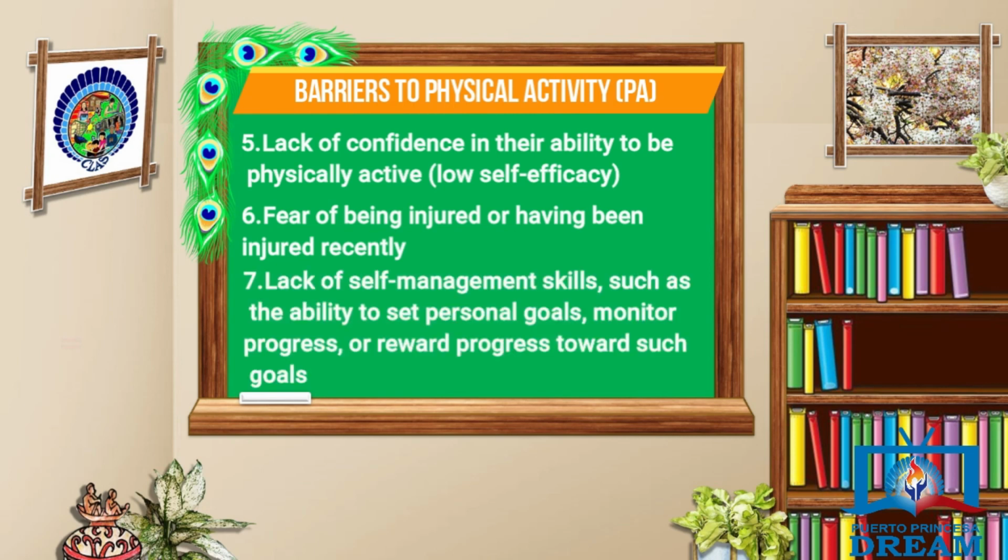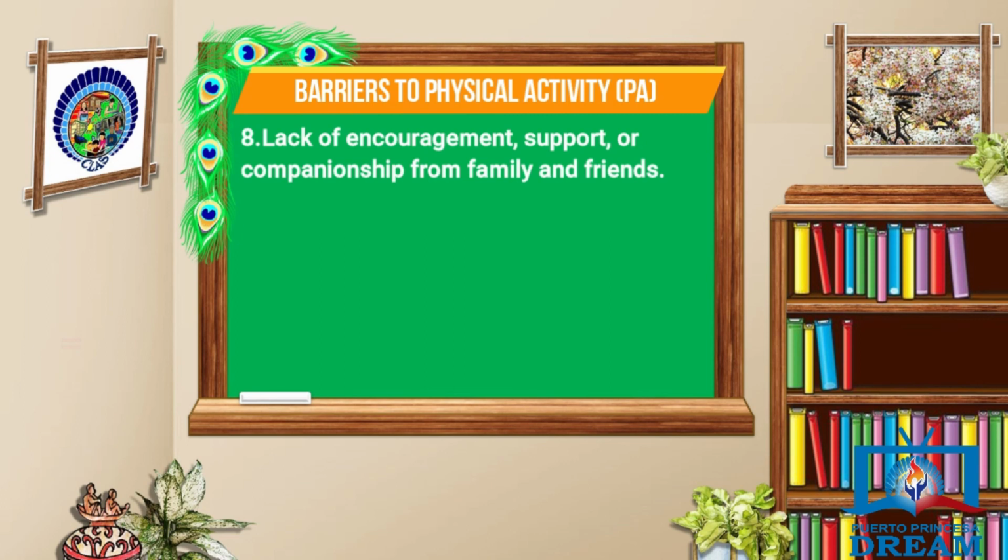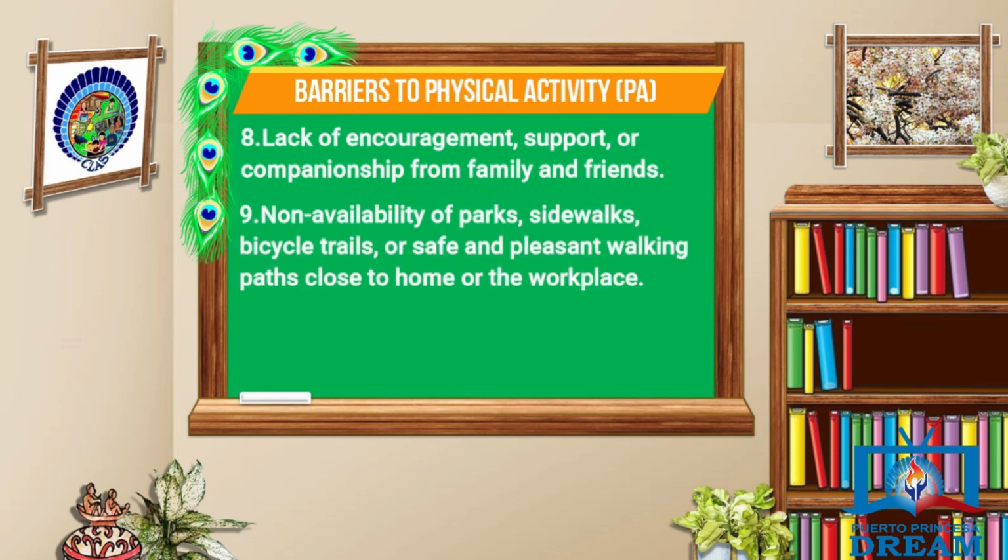Number 7, lack of self-management skills such as the ability to set personal goals, monitor progress, or reward progress towards such goals. Number 8, lack of encouragement, support, or companionship from family and friends. Number 9, non-availability of parks, sidewalks, bicycle trails, or safe and pleasant walking paths close to home or the workplace.